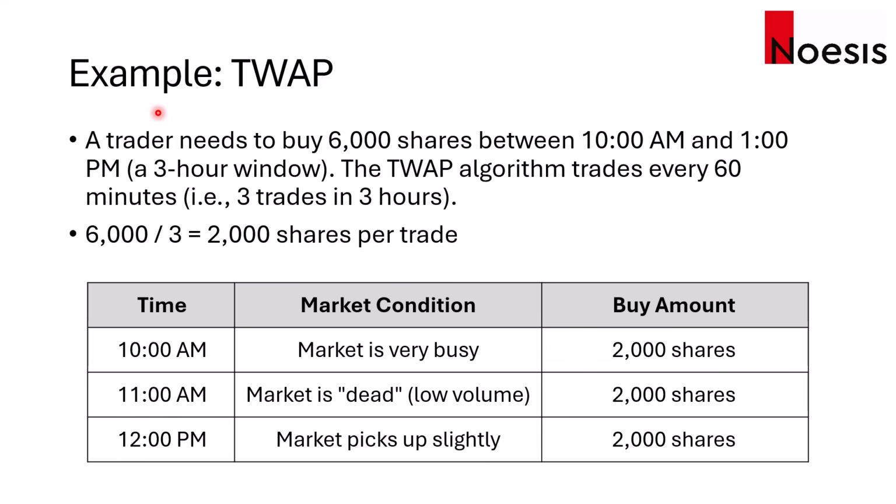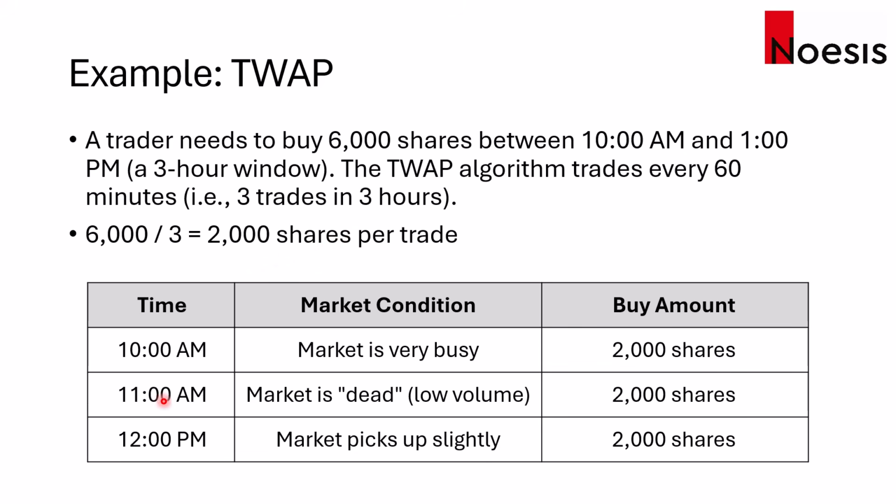Imagine a trader needs to buy 6,000 shares within a 3-hour window, specifically between 10 a.m. and 1 p.m. If we set this algorithm to trade every 60 minutes, that gives us a total of 3 trades over those 3 hours. The math here is very simple. We take the 6,000 shares, divide them by the 3 trade intervals, and the algorithm determines that it needs to buy exactly 2,000 shares per trade.